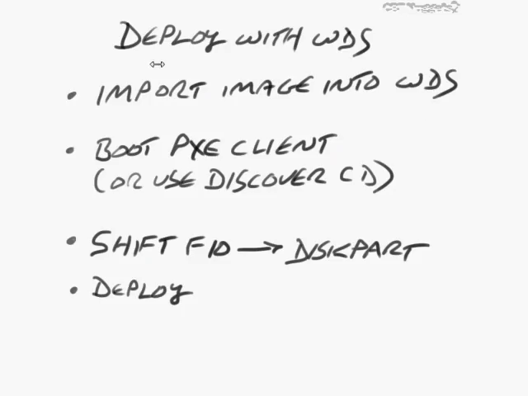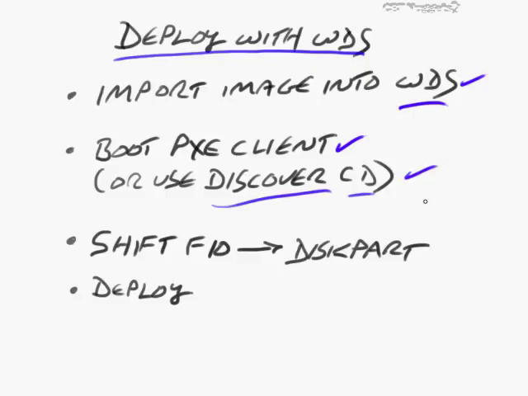And then another method for performing the deployment here, besides ImageX, would be to deploy with Windows Deployment Services. What I want to do, first of all, is import the image into WDS, like you've seen me do before. And then what I want to do is to boot the PXE client. Of course, again, we have to do that in order to get to WDS. If I don't have a PXE compatible network card, I can use a Discover CD instead. Either way, I'm going to get to WDS. Then after I enter in some credentials, I'll select my operating system that I want to deploy.